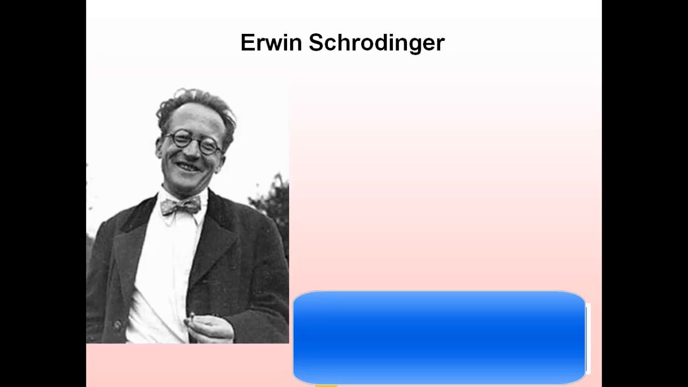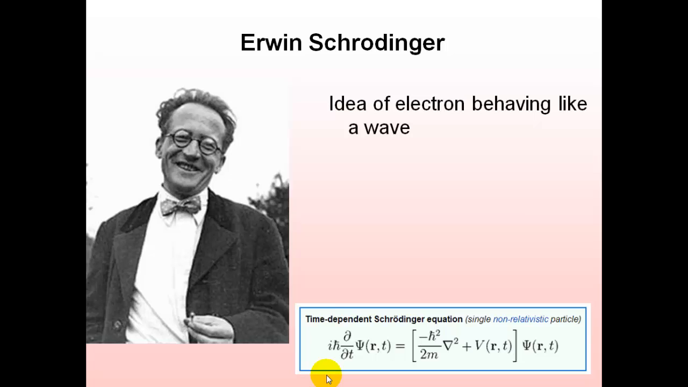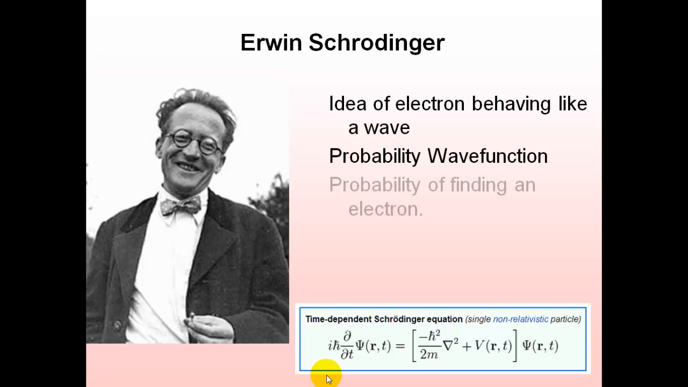I'll do it in a quick summary, then we'll go into the details and we'll summarize it again. So, Schrodinger. He used de Broglie's idea of the electron, which behaved like a wave, and decided that the electron could be described by a probability wave function. What this means is that this wave function gave the probability of finding an electron in a particular place at a particular time. So that's the way he used this idea of waves as a probability function.